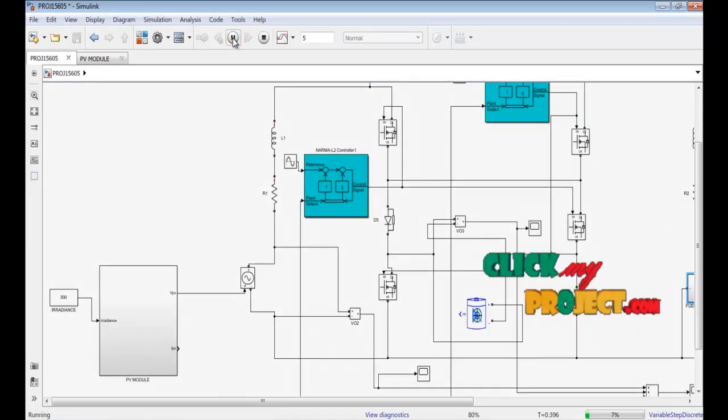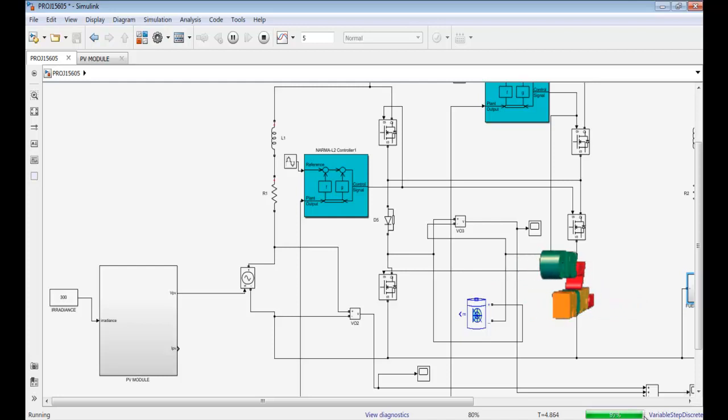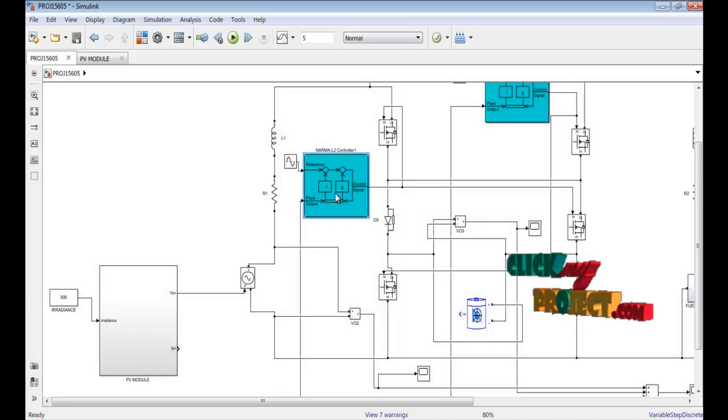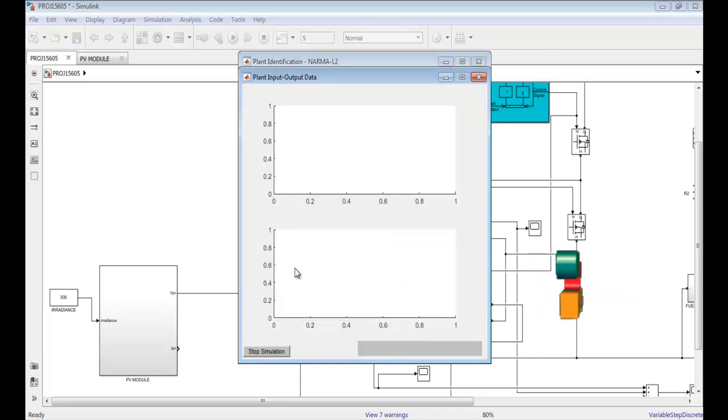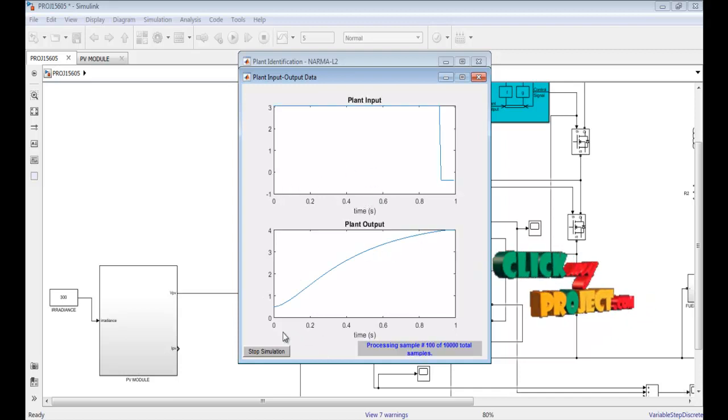The simulation reaches 100% and the overall process is completed. Based on this, we generate the data. This is the generation of data after simulation.